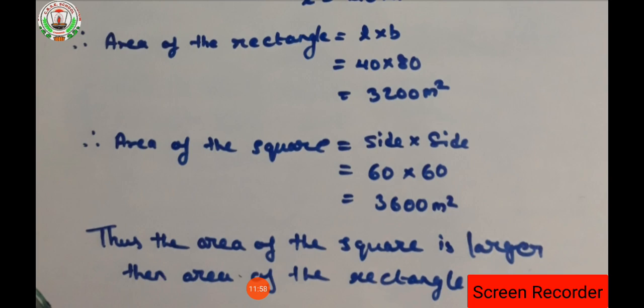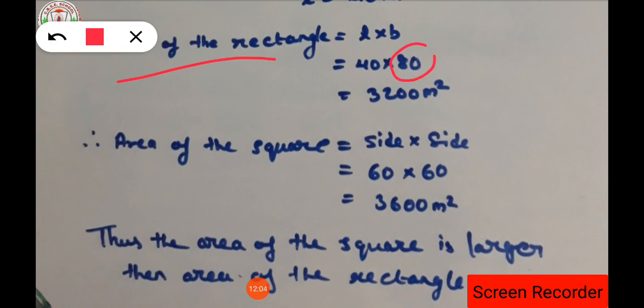Then after finding the breadth, we find the area of the rectangle, that is L into B. The breadth we already found is 40 and the length is already given in the question as 80. So 40 into 80 is 3200 meter square. Since it is an area, the meters get multiplied with each other, so it will be meter square. In the same way, the area of the square is side into side. So 60 into 60 is 3600 meter square.